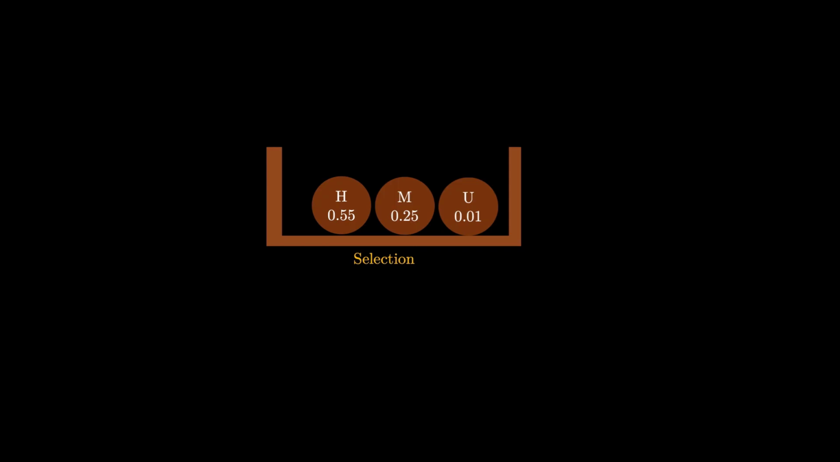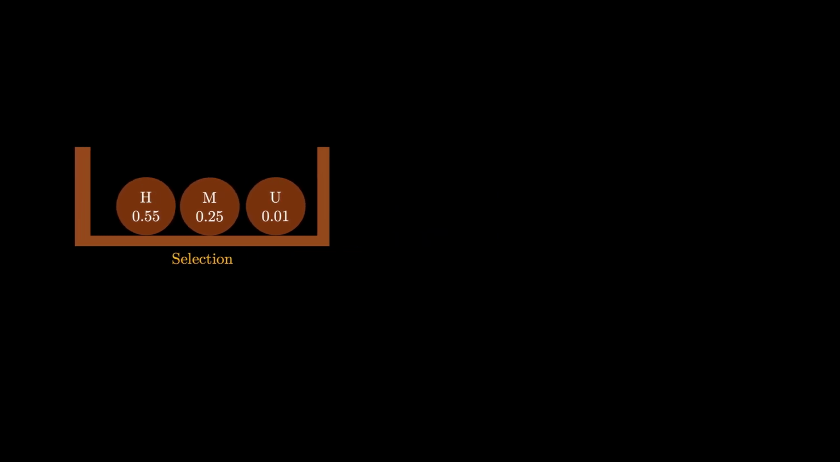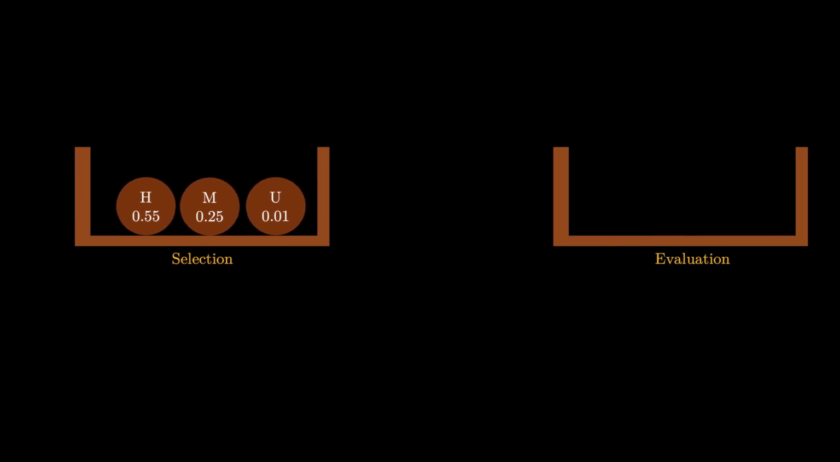First of all, you're going to pick a product, right? So you're going to select. You don't know which product you're going to select. It can be either highly successful, moderately successful, or unsuccessful. That is going to be the first stage. And after doing that, you're going to evaluate the product, right? As you can see, we have selection and evaluation.